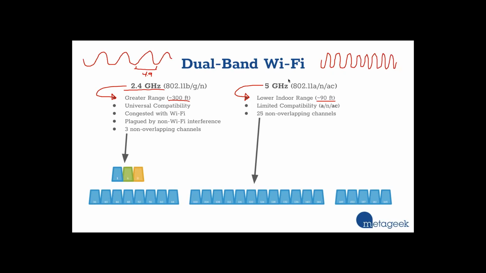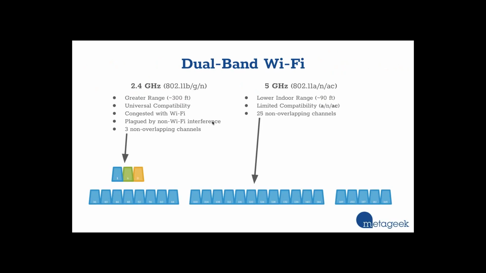The funny thing is, if you put 2.4 and 5 gigahertz outdoors right next to each other, they have about the same range. It's indoors that 5 gigahertz suffers and has a much shorter range. Now, because of the range issue, 2.4 gigahertz has universal compatibility. Pretty much everything out there supports the 2.4 gigahertz band out of the box, whereas 5 gigahertz still has fairly limited compatibility.